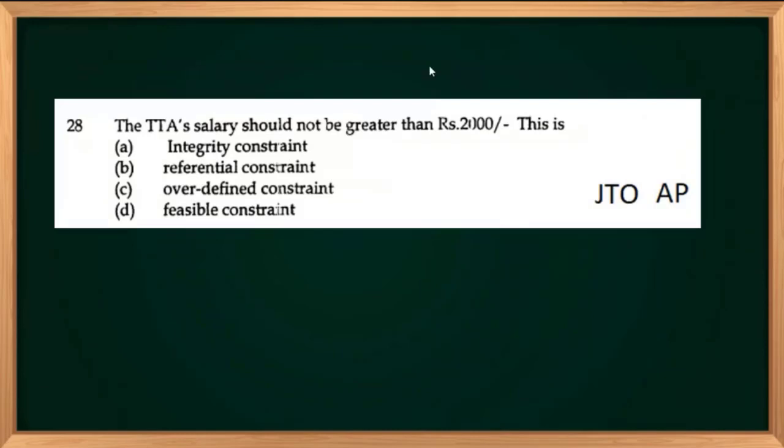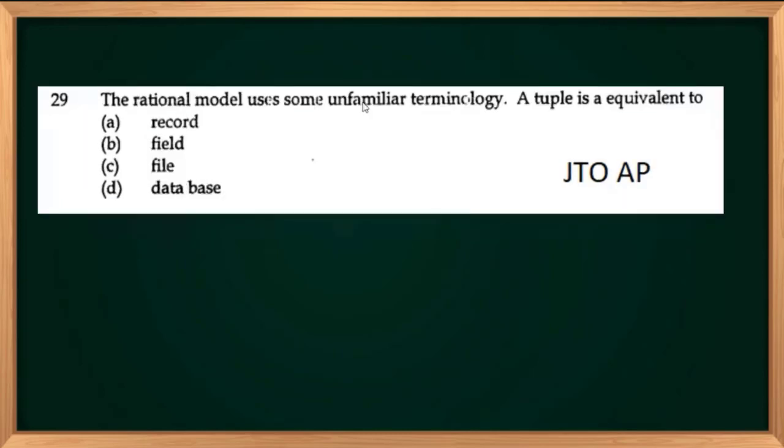Second, these are the Andhra Pradesh JTO questions. TPA salary should not be greater than 2,000: integrity constraints, referential constraints, over-defined constraints, or feasible constraints? Answer is integrity constraints.